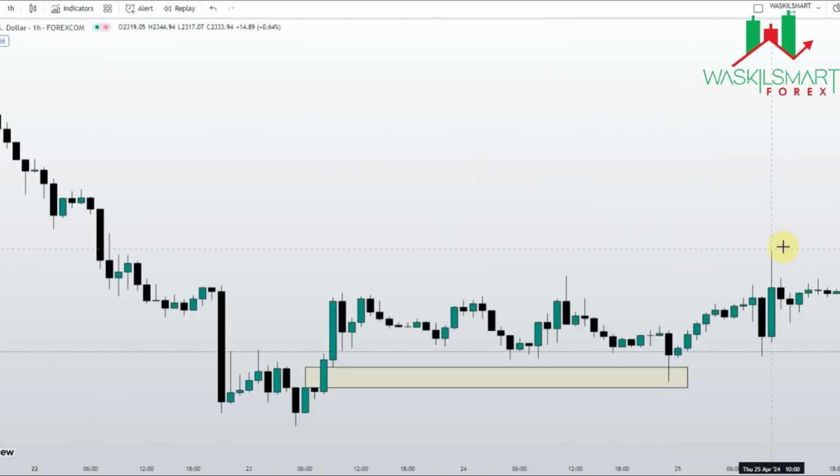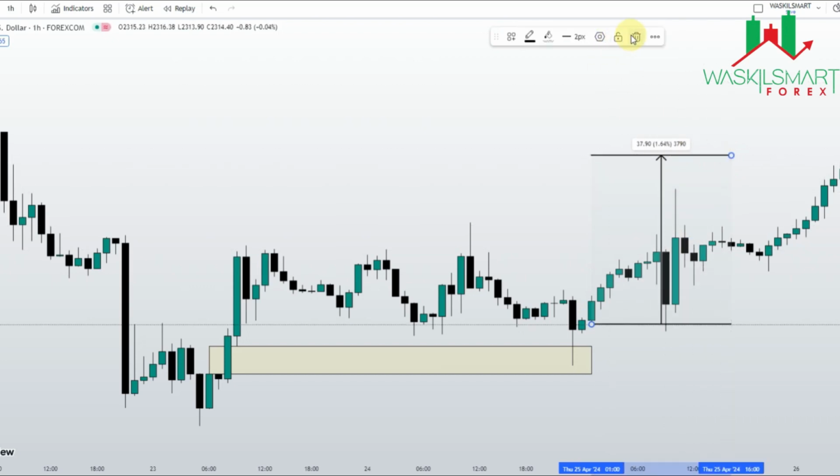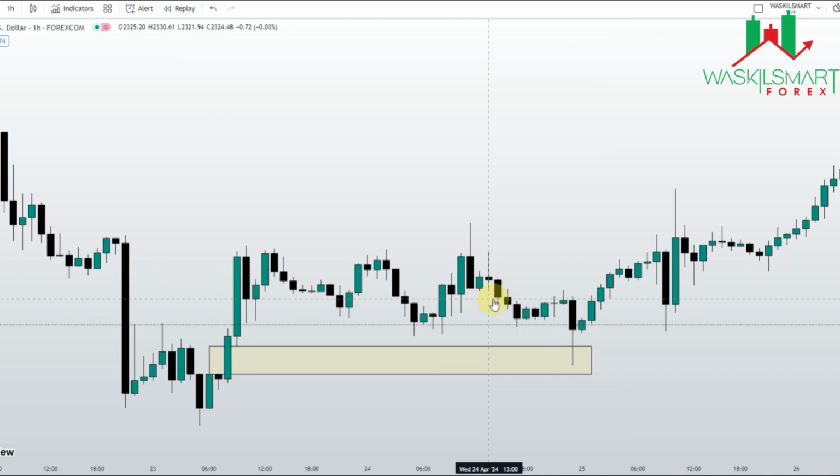So like this, let me show you the pairs. I'm just trying to let you know the possibility that you can have in fair value gap. So things like that, you know it yourself. I see it at 370 pairs. So if you know the possibility, you can see that it really works.